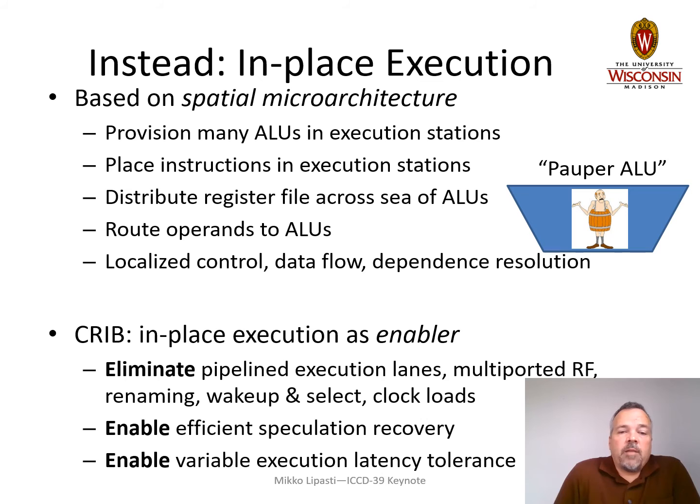But not only that, we can enable things like efficient speculation recovery. When a branch is mispredicted, it's very easy to clean up and restart execution at the branch target or the branch fall-through. We can also support variable execution latency. If a cache access takes 3 cycles, 4 cycles, 5 cycles, 6 cycles, depending on which part of the cache you're fetching data from, that fits very naturally and easily into this localized control mechanism, whereas it fits very poorly into traditional classical out-of-order designs, which have to schedule things so far in advance that they have to assume that every operation has a predetermined fixed latency.